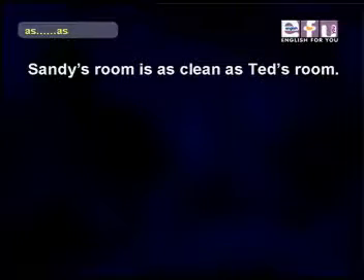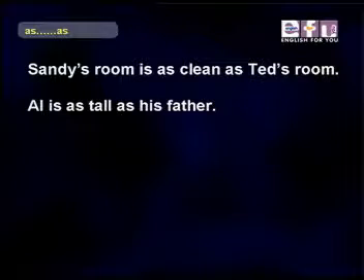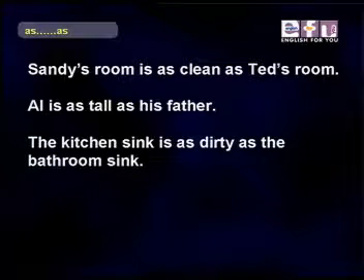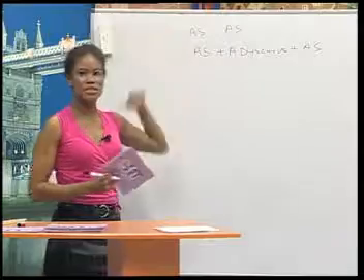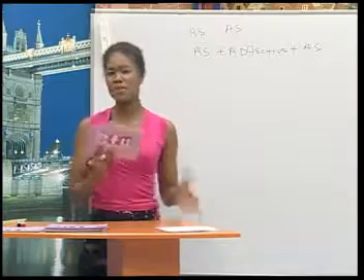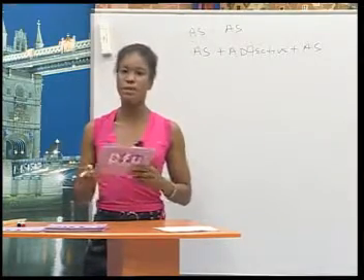Sandy's room is as clean as Ted's room. Next, Al is as tall as his father. Next example. The kitchen sink is as dirty as the bathroom sink. Next, my television is as new as Jennifer's television. So as is used to say that two things are equal or the same in some way.